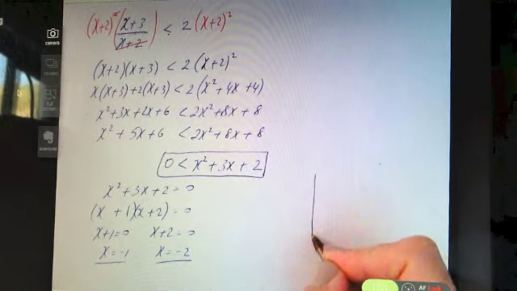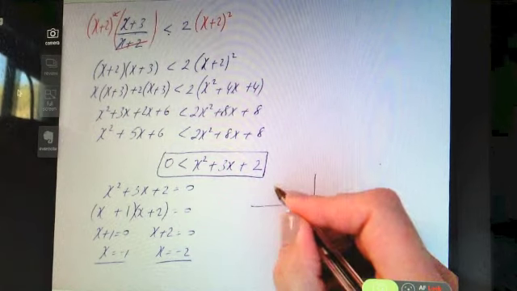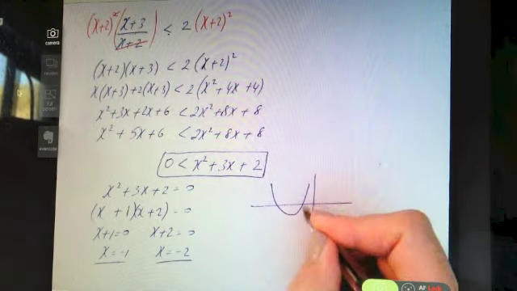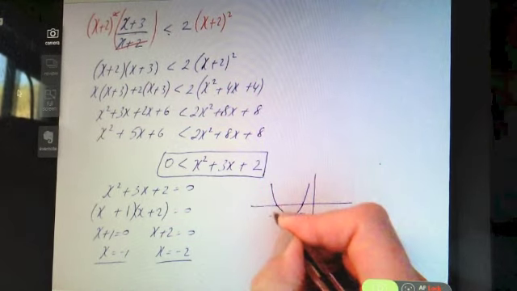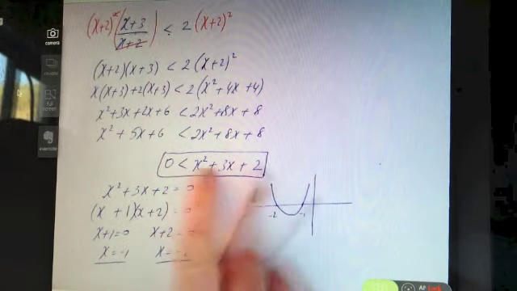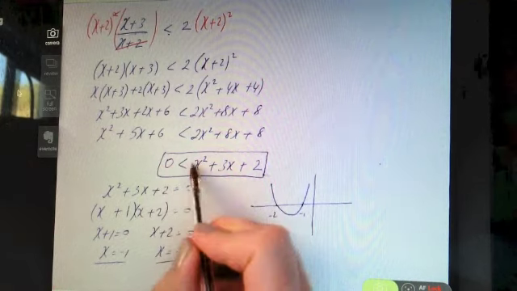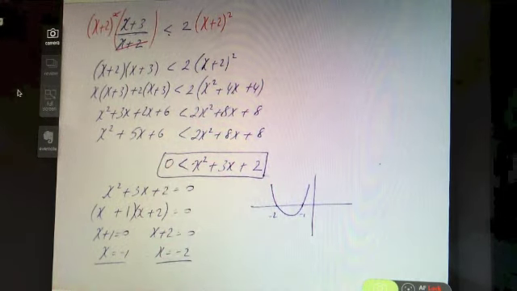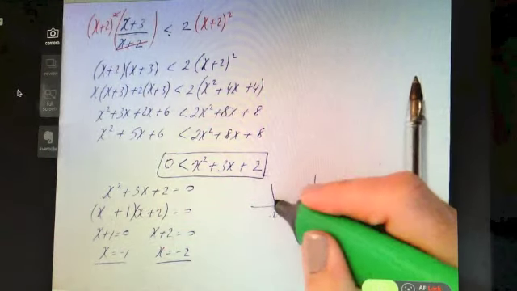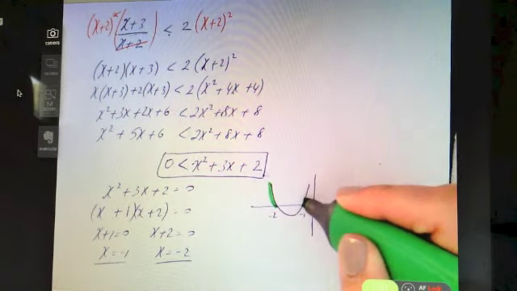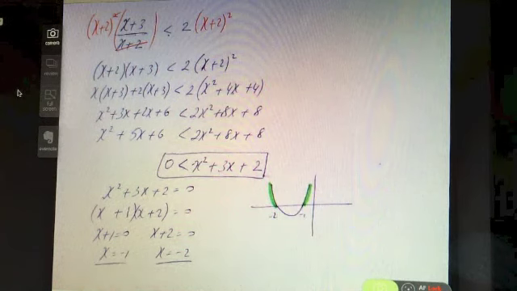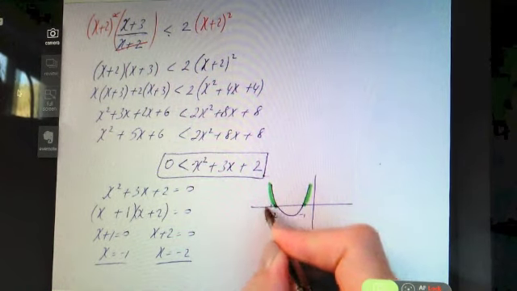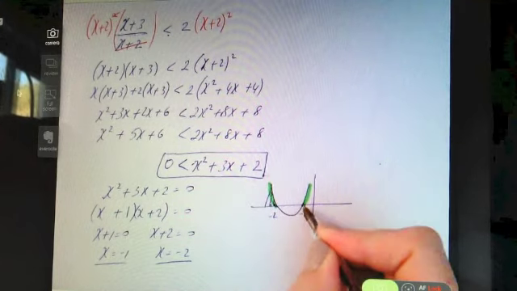So sketching gives me, it's obviously positive x squared, so here we go, and minus 1 and minus 2. I want where it is greater than 0. So you see, this is the part of the curve that is greater than 0. So where is it greater than 0? It's greater than 0 here and here. So again, I want the x values beyond the roots.